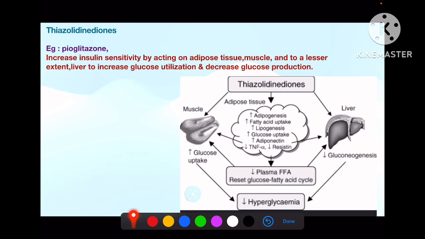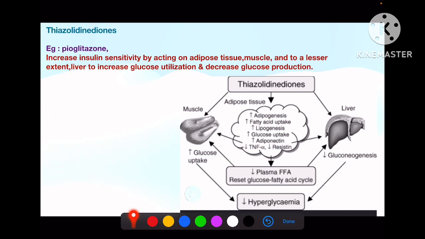When you give thiazolidinedione, it will affect your liver and reduce gluconeogenesis. Due to that, as a result, what will happen? It reduces your blood sugar level. When it acts on your muscle, it will increase the glucose uptake by the muscle. If the glucose is going to be utilized, then what will happen? It will reduce the blood sugar level, right?